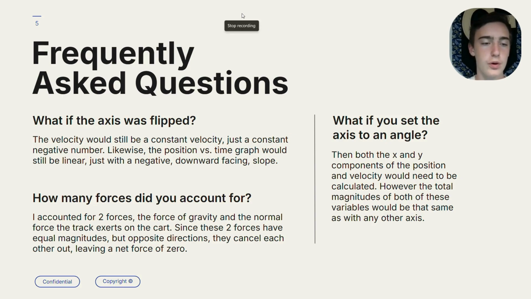How many forces were accounted for? There were two forces that I accounted for: the force of gravity from the Earth affecting the cart, and the normal force that the track exerted on the cart. Both of these forces had a magnitude of mg, but they were in opposite directions, which meant that they cancel each other out, leaving a net force of 0.